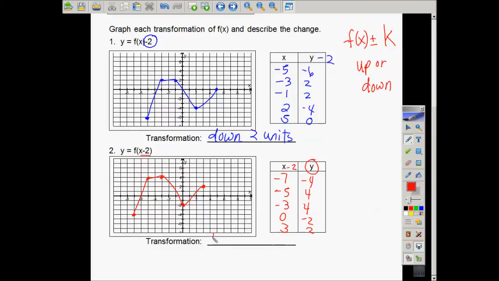So if I was to write that, I'm telling myself that I'm having f parentheses x plus or minus an h. And what is that plus or minus h going to cause my function to do? Go left or right.